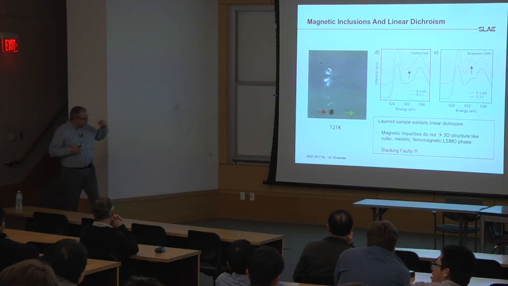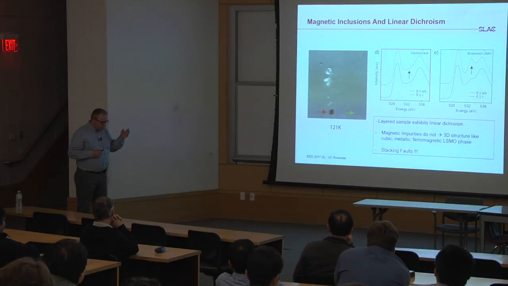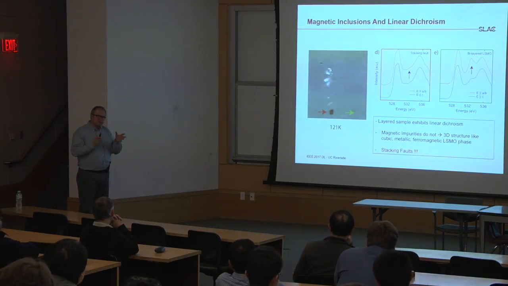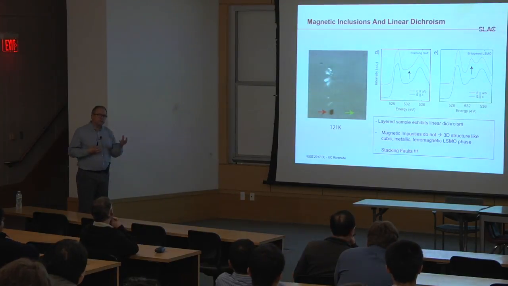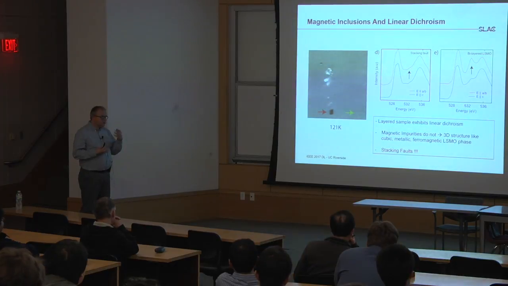Now, as I mentioned early on, LSMO comes in two variants. It comes in this bilayered structure, essentially, which shows this transition. It also comes in a cubic structure. The cubic is just a ferromagnetic metal all the way through.